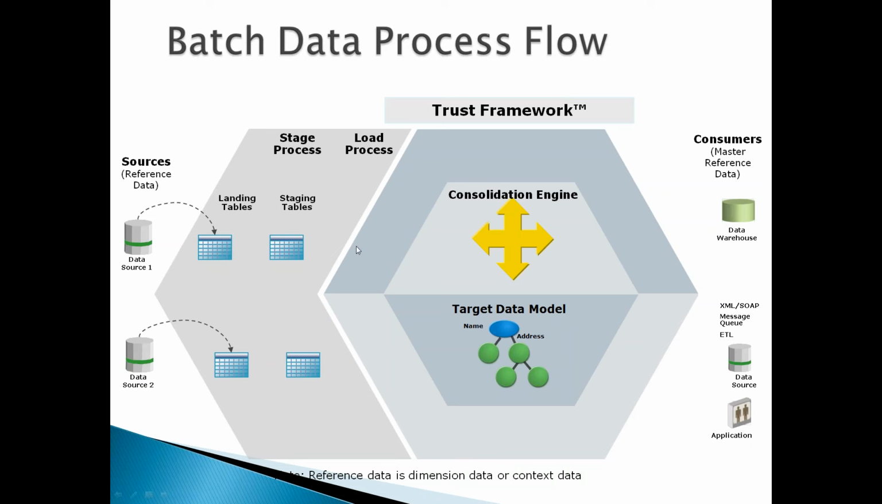Once the data is loaded into the landing table, the MDM processing basically starts. The next process is the stage process in MDM. In the stage process, we have staging tables. Between the landing table and the staging table, we will have a mapping defined of which columns from the landing table will be mapped to the staging table columns.